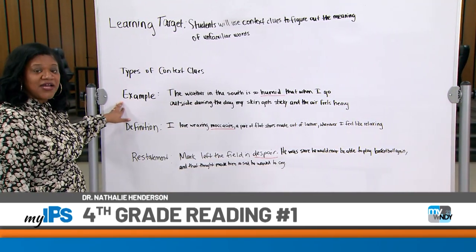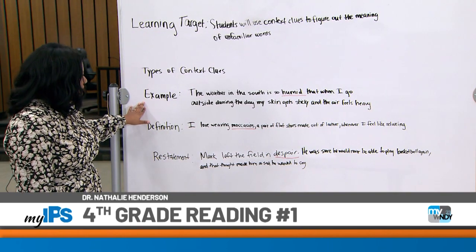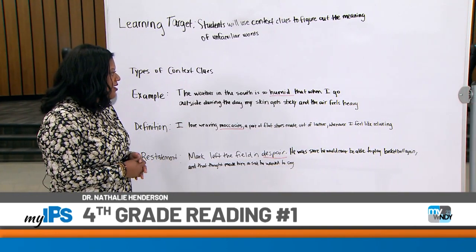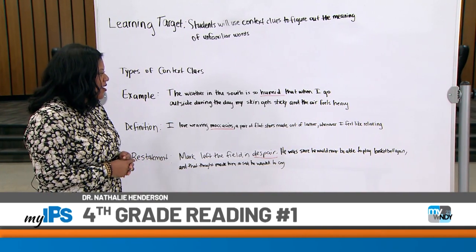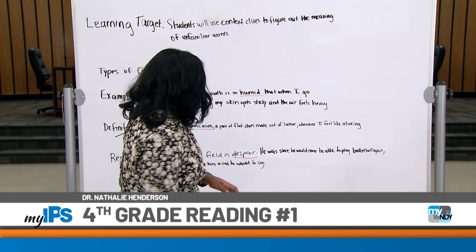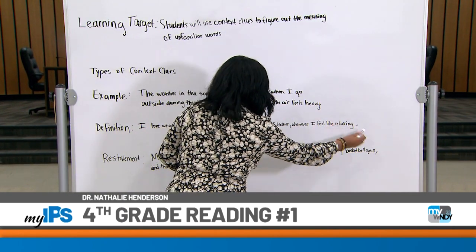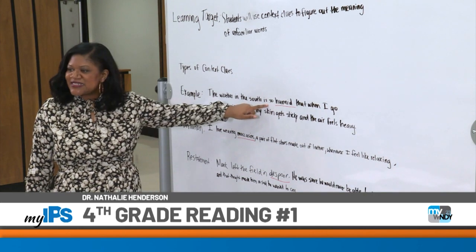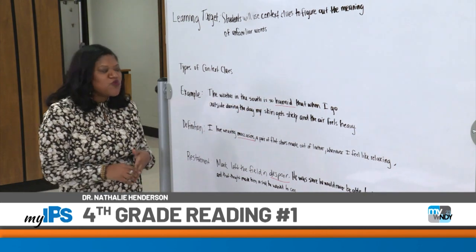So one type of context clue is an example. This sentence says, the weather in the South is so humid that when I go outside during the day, my skin gets sticky and the air feels heavy. I've underlined the word in this sentence that is unfamiliar to me, humid.